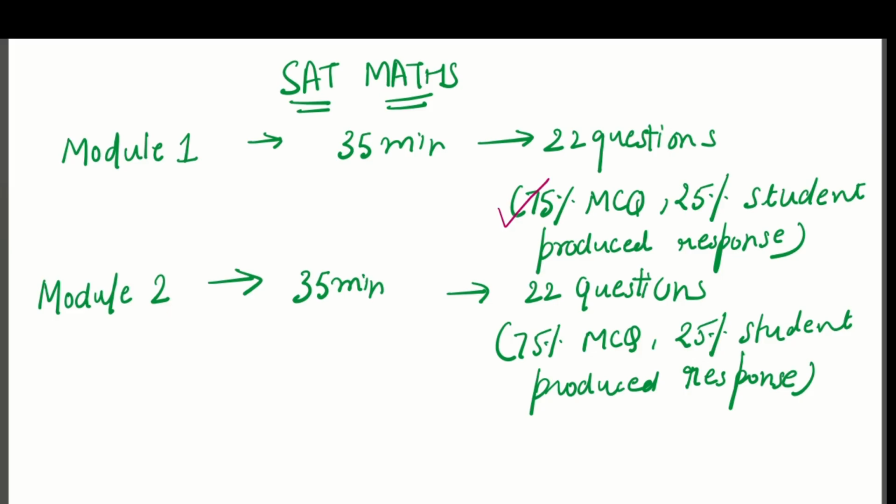Then there would be Module 2, 35 minutes, 22 questions. In this module, the same procedure applies: 75% MCQs, 25% student-produced response. But this module would be more difficult than Module 1. There would be advanced questions.